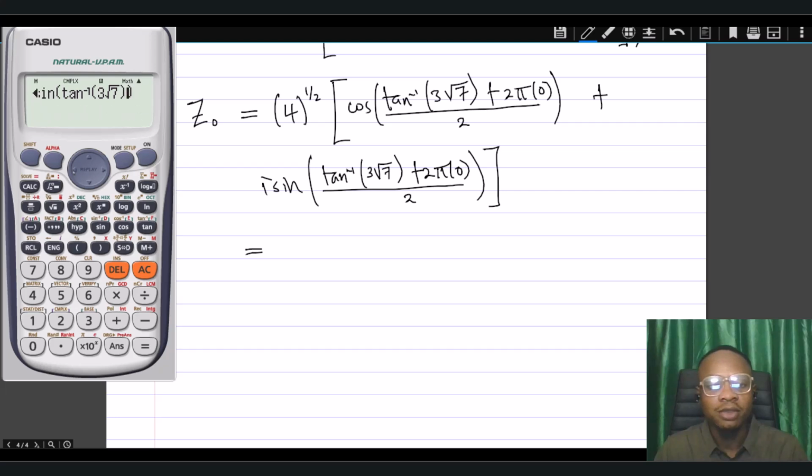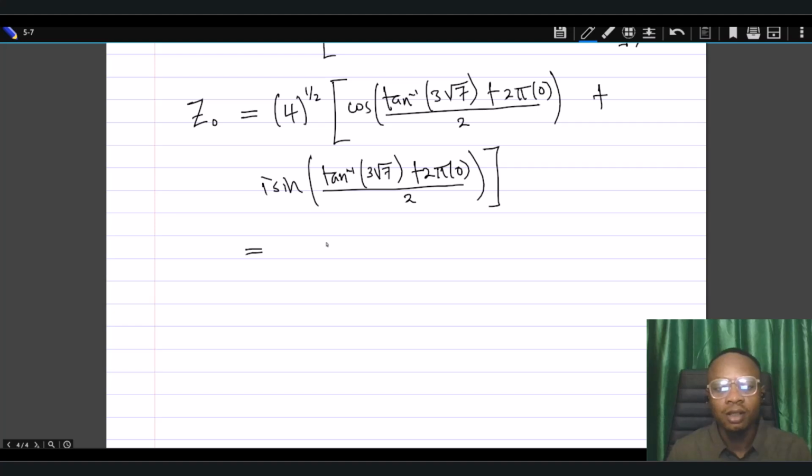Sorry, we didn't divide by 2. This tan inverse should be divided by 2. Let's divide that by 2 and see what that gives us. The cosine side gives 3 over 4, and this side is still giving us this.